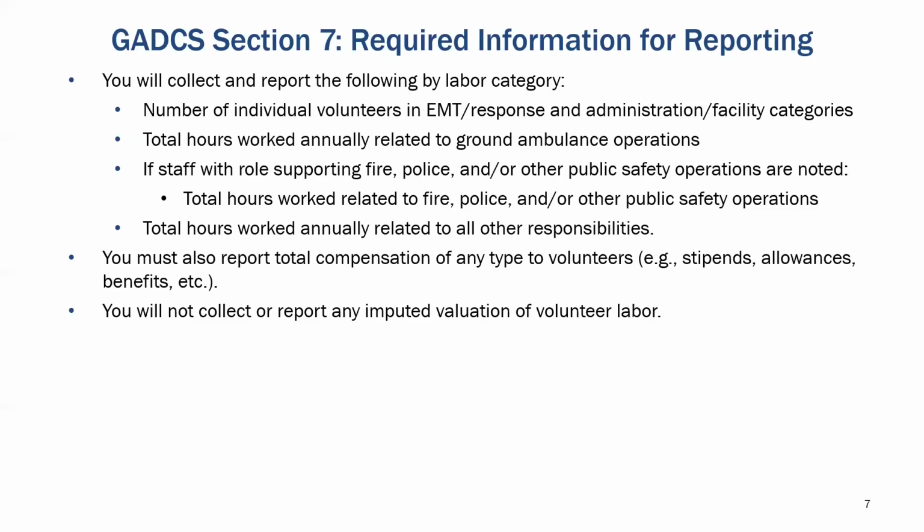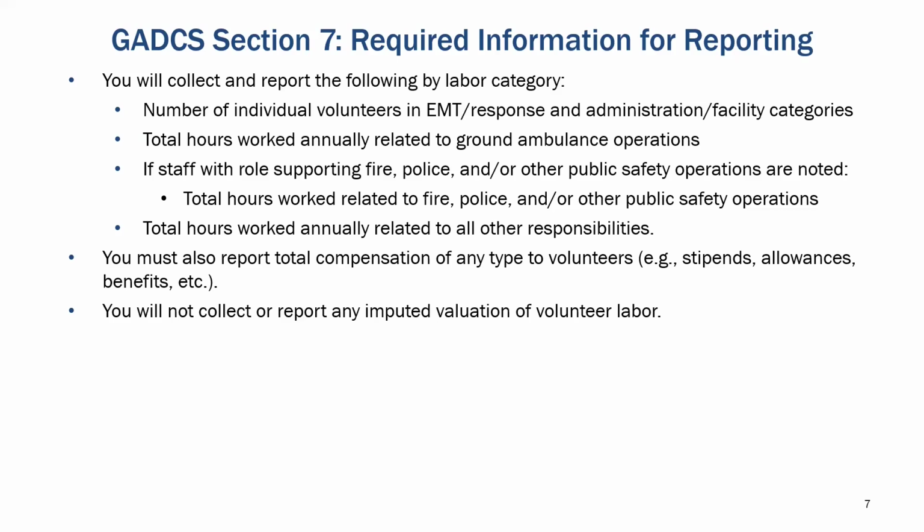On this slide, we review the types of information you will be required to report for volunteer labor. For each labor category, you will need to report number of individual volunteers, total hours worked by volunteers related to ground ambulance operations, and if your organization shares services with fire, police, or other public safety operations, you will also report total hours worked related to fire, police, public safety operations. All organizations will also need to report total hours worked related to all other responsibilities that is not related to ground ambulance or public safety operations.